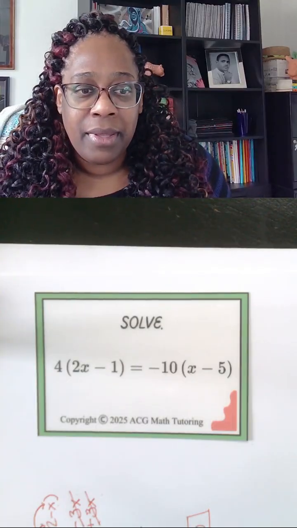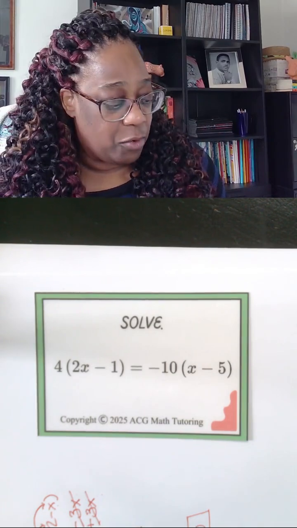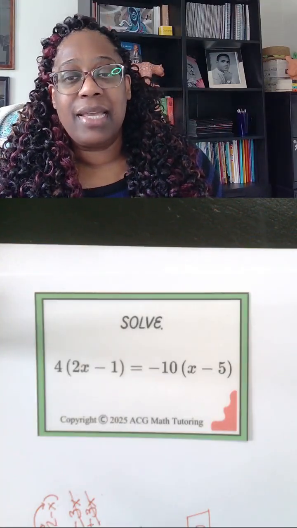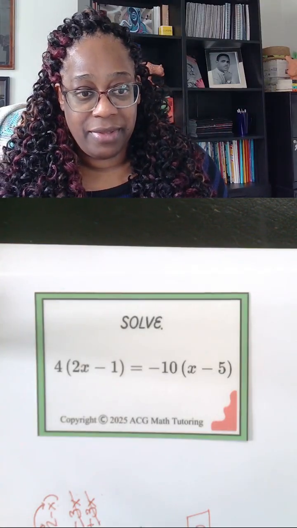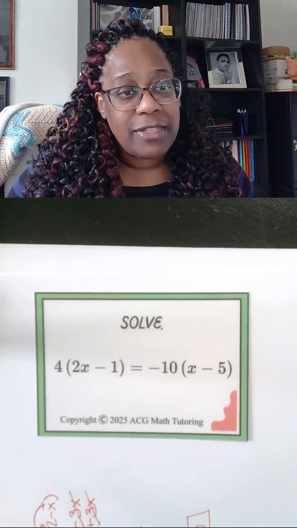All right, so all we're doing is solving. We have 4 times 2x minus 1 equals negative 10 times x minus 5. Okay, so Ali is saying 8x minus 4.